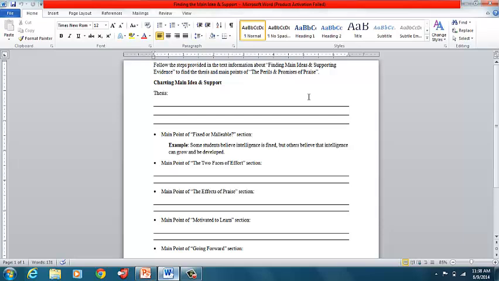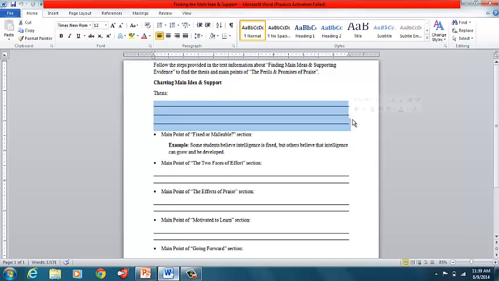That's that textbook information I've given you about the steps, about finding main ideas and supporting evidence, so that you can find the thesis and the main points of The Perils and Promises of Praise. So here, we're going to chart out our main idea and support. So you need to locate the thesis. I'll give you a strong hint.